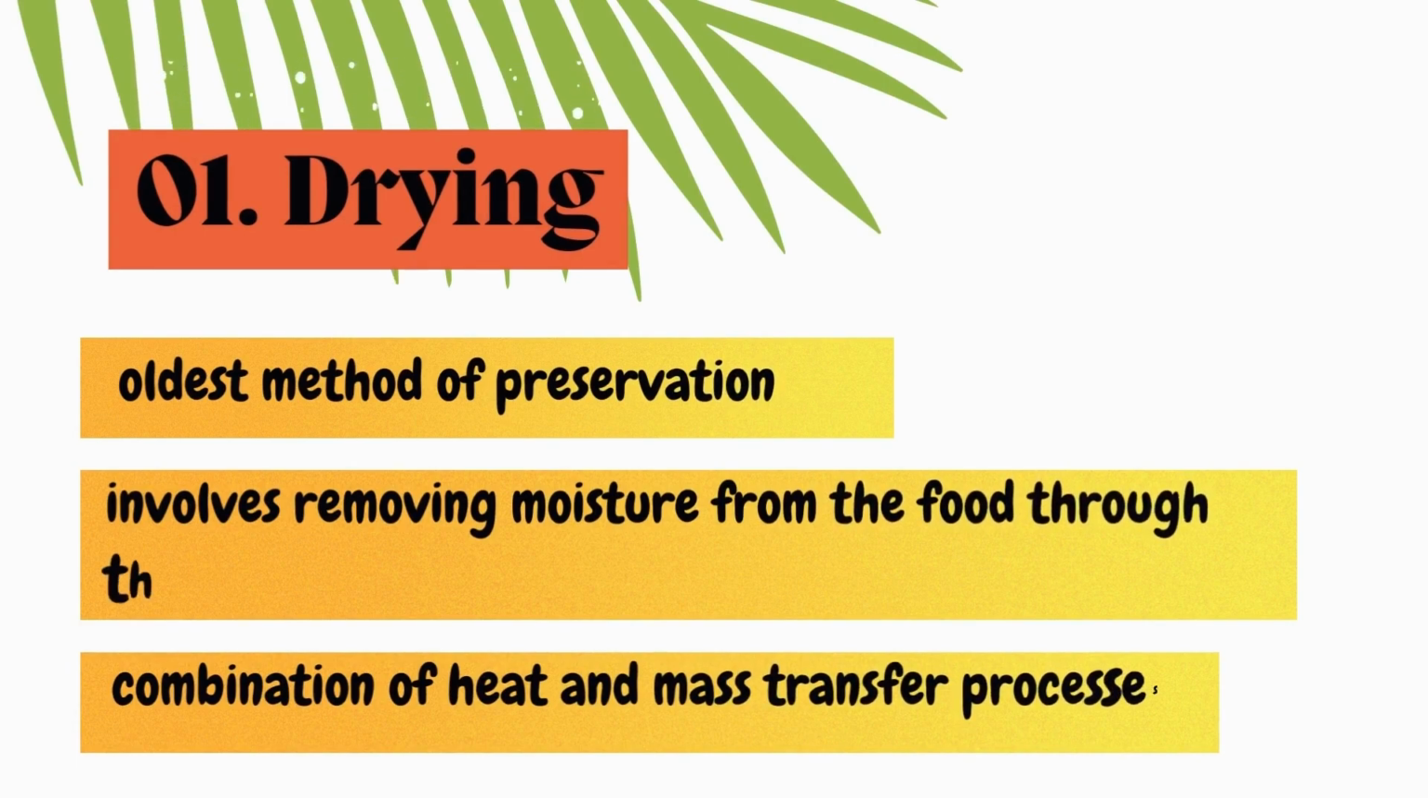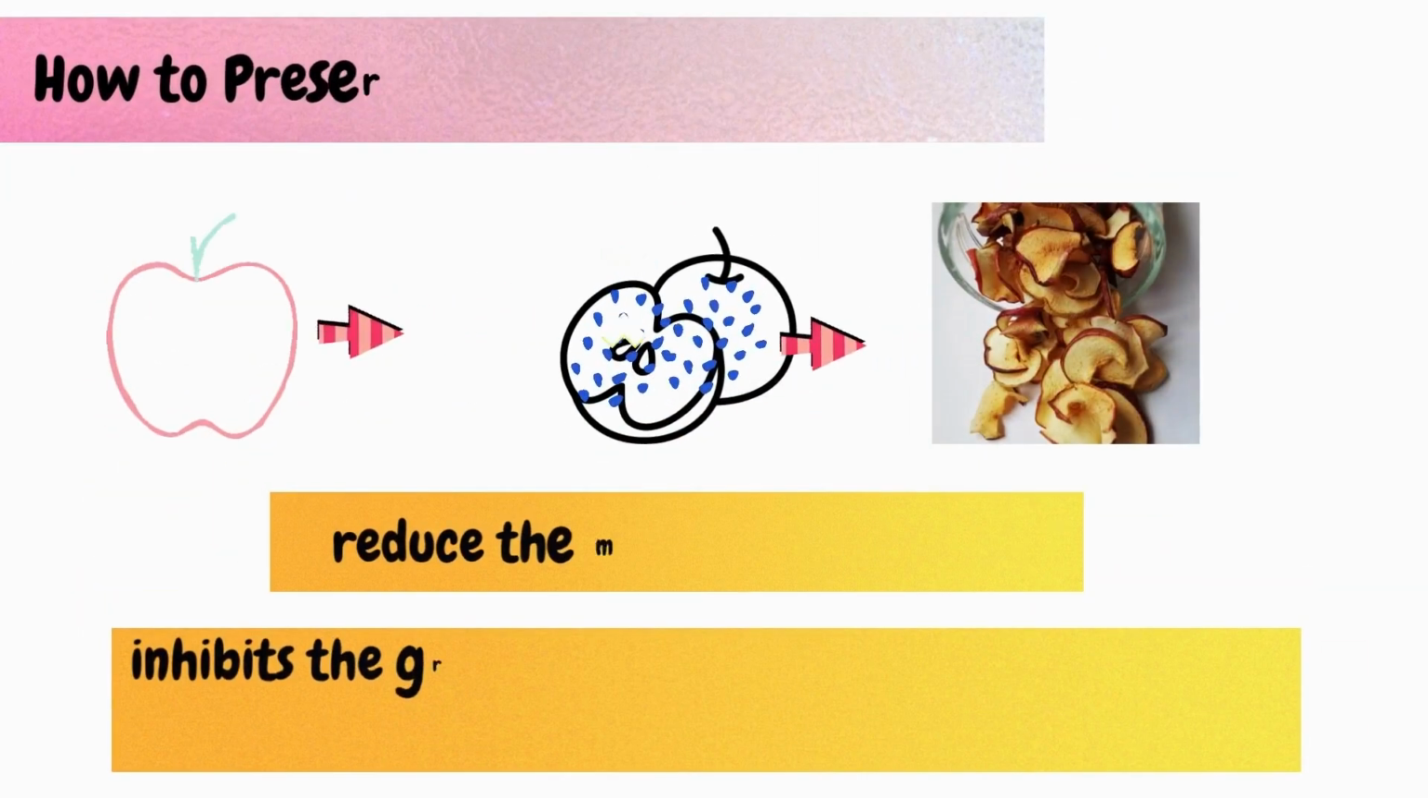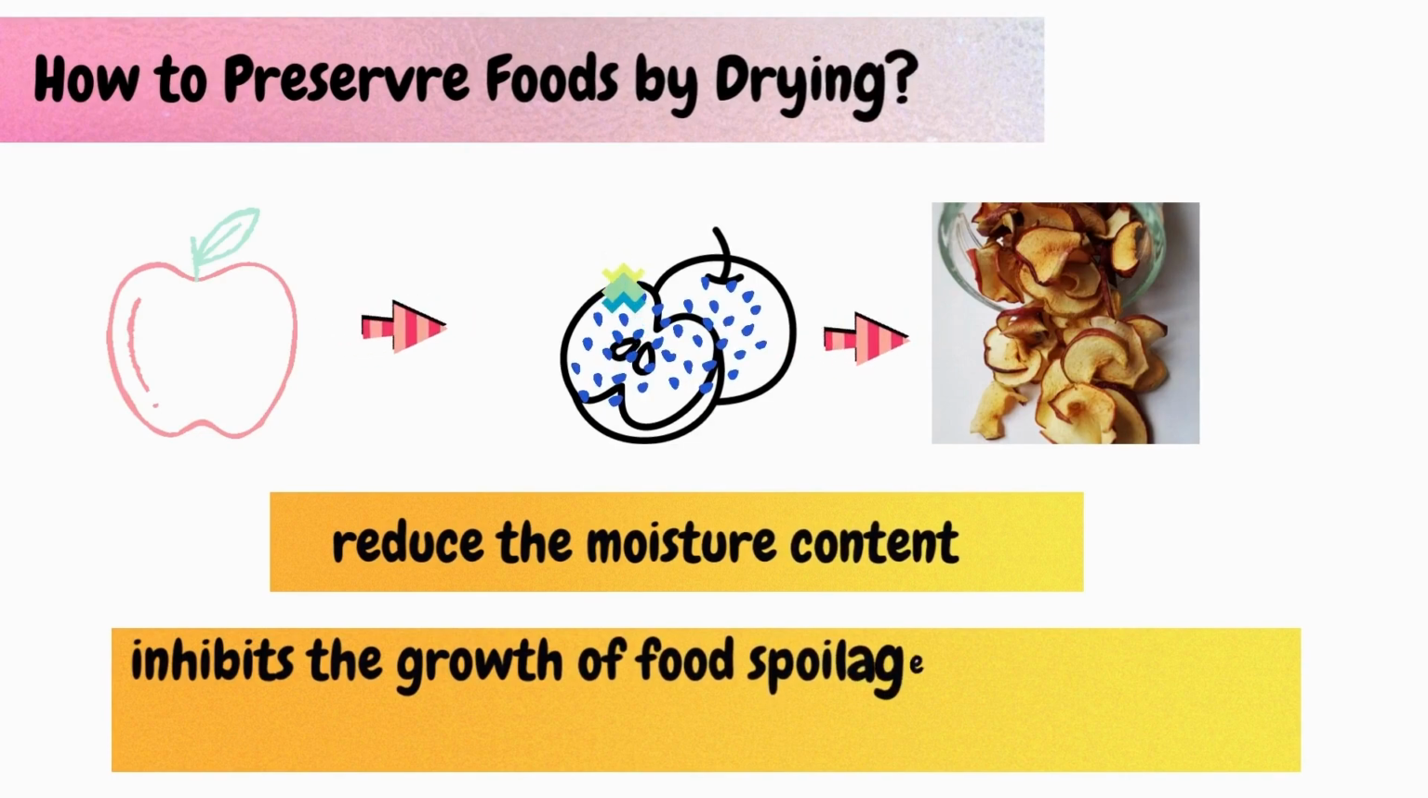Drying is considered one of the oldest methods of food preservation. Drying involves removing moisture from the food through the evaporation process. It is a combination of heat and mass transfer processes. Do you know how to preserve food by drying mechanism?